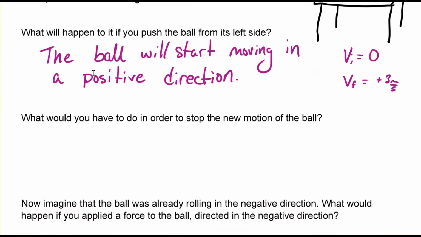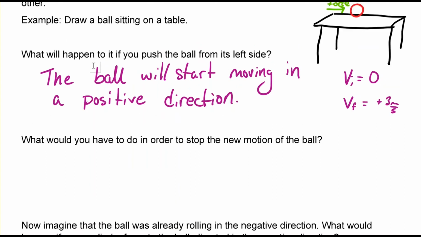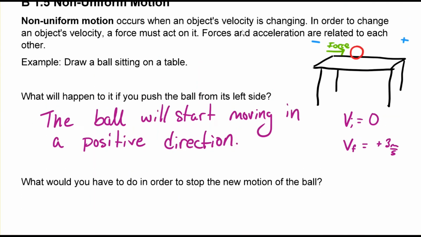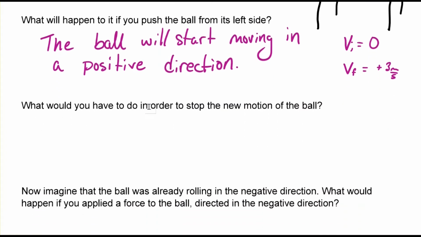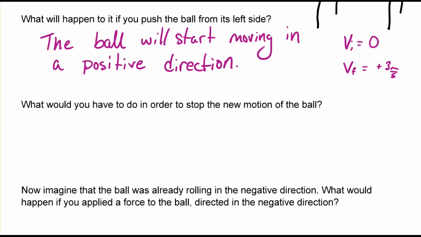So, what will you have to do in order to stop the new motion of the ball? Well, let's redo this here. So we've got our table, and the ball, that's even worse than it was before. The ball's moving in this direction, right? It's got a velocity and it's moving in that direction. What do you have to do in order to stop the new motion of the ball?